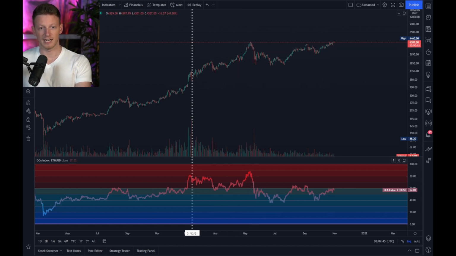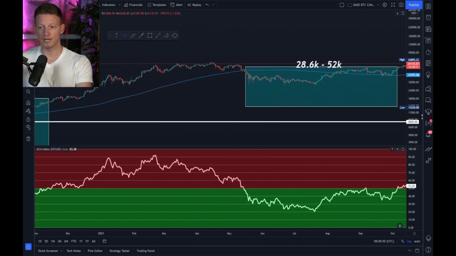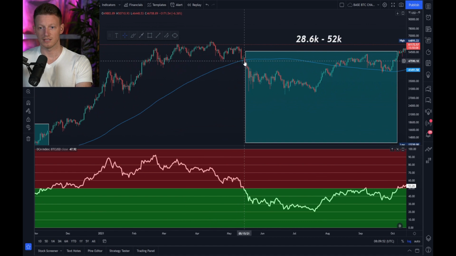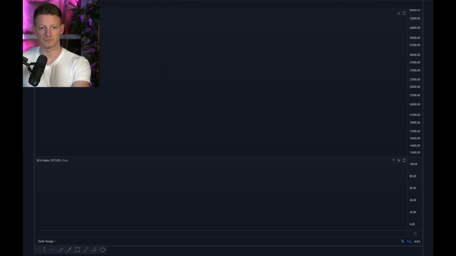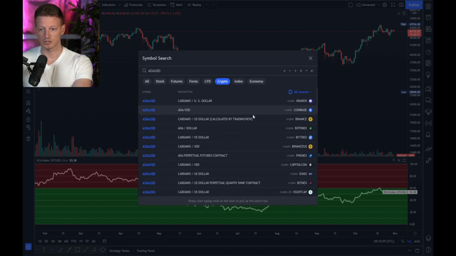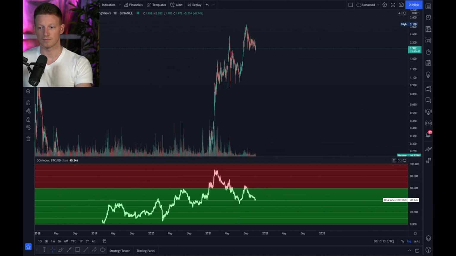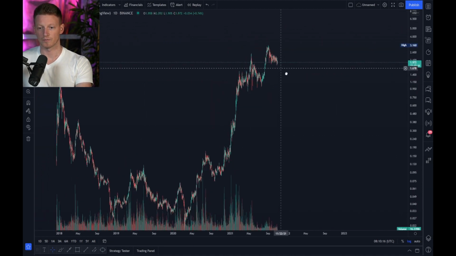Especially, and I can't stress this enough, when Bitcoin went below its 20-week moving average right here, I am exceptionally prone to selling my altcoins for the reason that if we bring up a new chart, let's look at Cardano here. Okay.